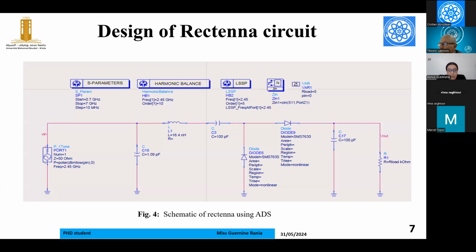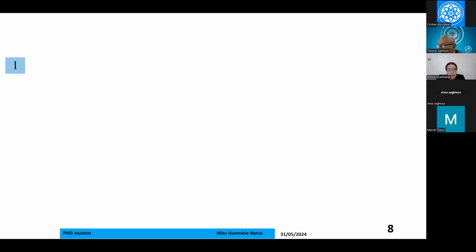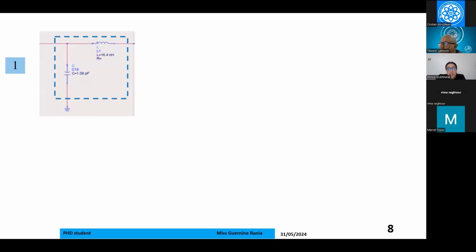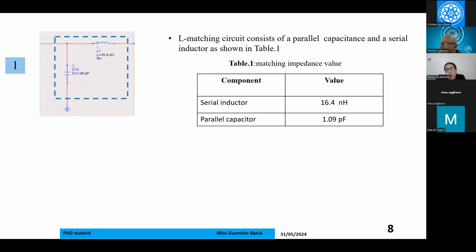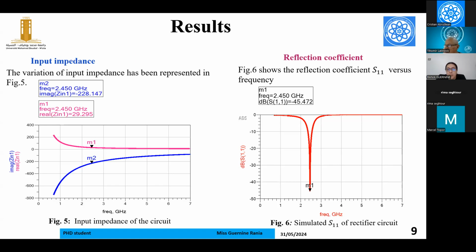The proposed design of the Rectenna system is presented in this slide. The main circuit consists of two sub-circuits. The first one is here, and the second one is presented like this. The first sub-circuit is the impedance matching. This circuit consists of passive elements, an inductor and a capacitor. The values of these two elements are given in Table 1. The second circuit is the voltage doubler configuration based on a Schottky diode. Here we use the HSMS-7630 model.